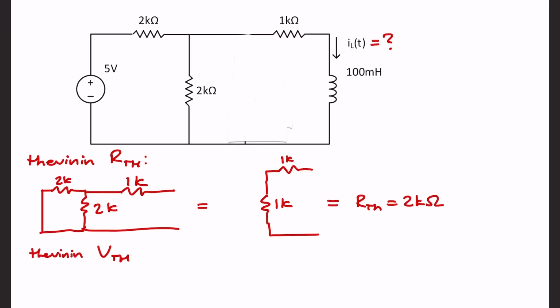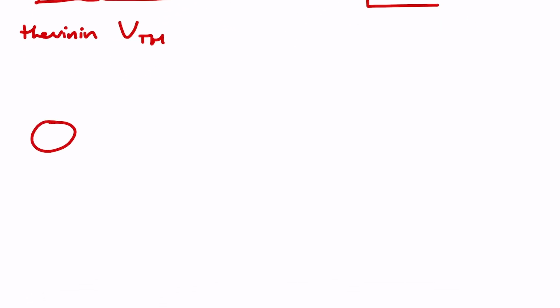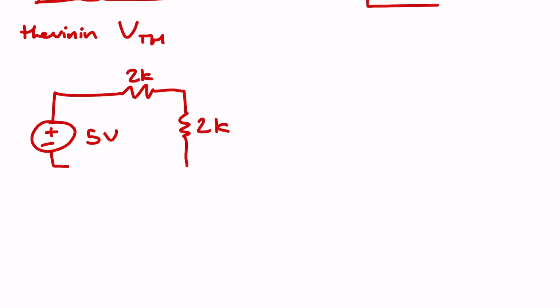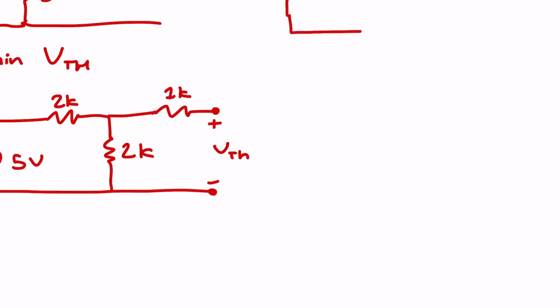So how do we do that? We have to have an open circuit on these ends, right? So let's just do that. Let's add in our voltage source, our 2 kilo ohm resistor, our other 2 kilo ohm resistor, our 1 kilo ohm resistor. Now here's the thing. We're trying to find the voltage across these 2 points, right? That's going to be our VTH.